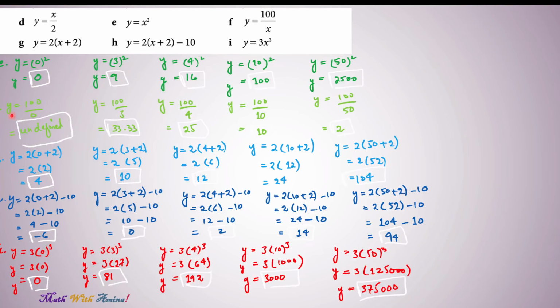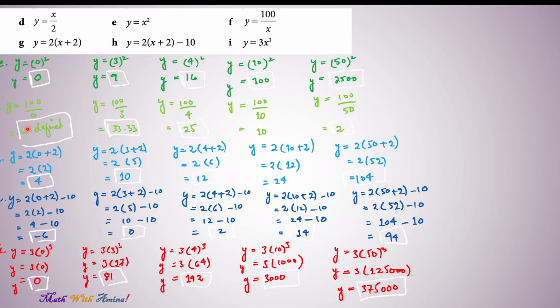2500. Now the next equation that we have is y is equal to 100 over x. So 100 over x: the value of x was 0, the next value is 3, the next value was 4, 10, and 50. So we use this equation and place the different values of x and solve it for each value of x to find the value of y corresponding to it.